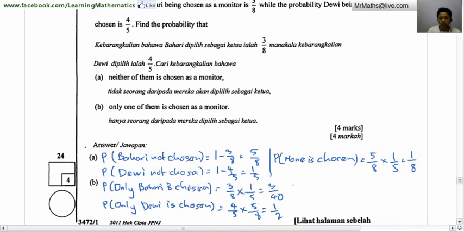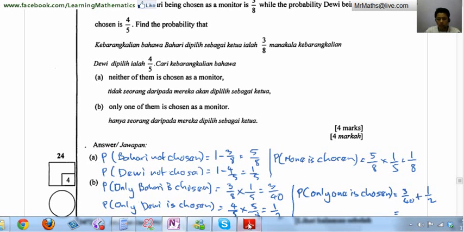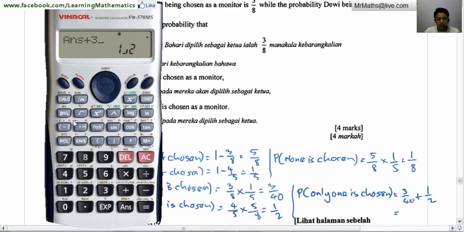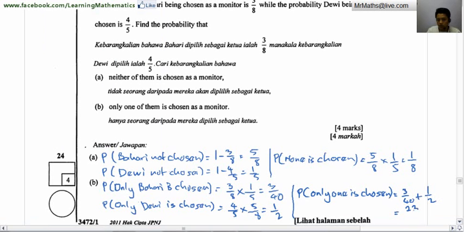Then I put it here: probability that only one is chosen is equal to 3/40 plus 1/2, which is 23/40. That's the answer. Let's go to the next question.